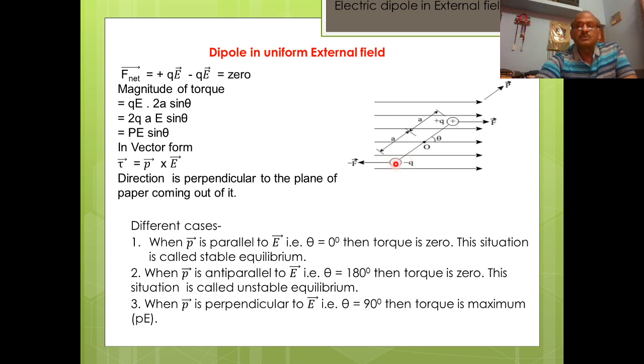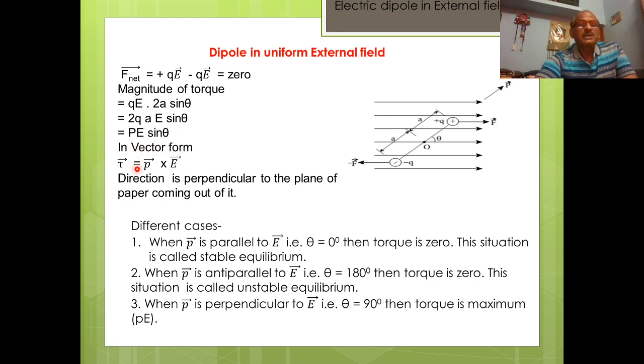So what will be the perpendicular distance? If we extend this line and draw the perpendicular from here, then this will be the perpendicular distance. And the value of this perpendicular distance will be, since this angle is theta, equal to 2a sine theta. So the magnitude of torque will be force into perpendicular distance, and that will be 2qaE sine theta. And remember, dipole moment p equals q into 2a. So this quantity is the dipole moment, pE sine theta.